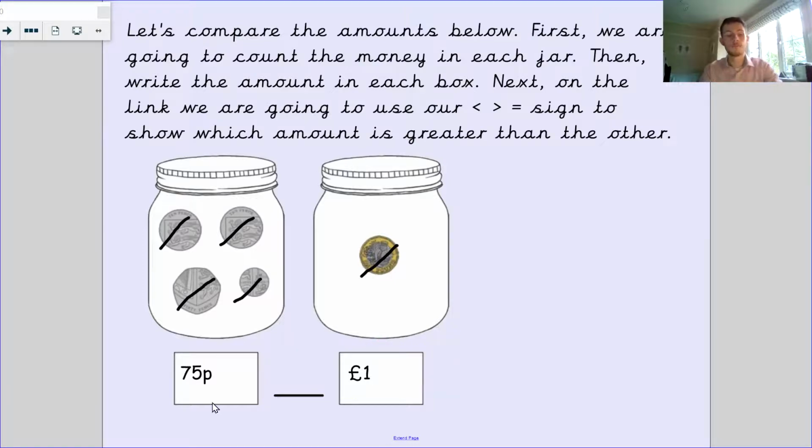Okay. Which one is more than, less than, or equal to? Well, I know they're not equal. So is it 75p is more than, or £1 is more than? 1 is less than 75. But £1 is the same as saying 100 pennies, 100p. So it's going to be 75 is less than £1.